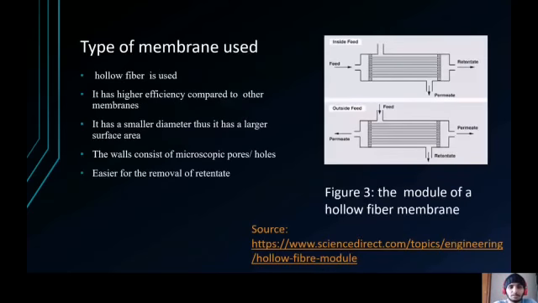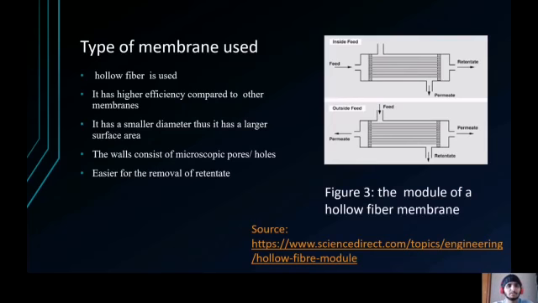So the type of membrane used is hollow fiber. This is because it has a higher efficiency compared to other membranes. It is also said to have a smaller diameter, so thus it has a larger surface area. Hollow fiber consists of microscopic pores or holes, so it is easier to remove the reactant.